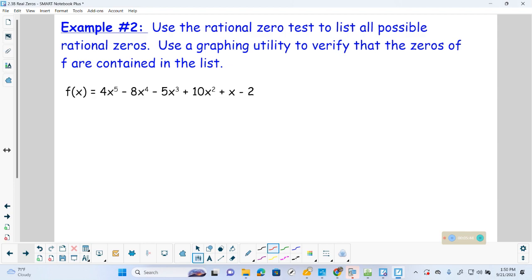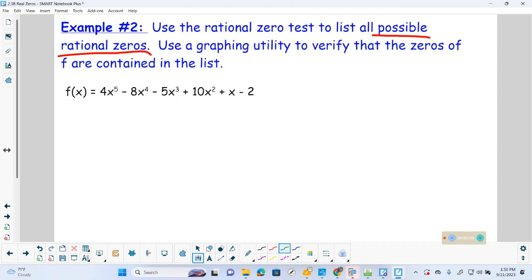I have a love-hate with this. It's going to list all the possible zeros. Well, generally we like to actually find the zeros. So this is going to give us a list of potential zeros, not what the actual zeros are. So let's make the list and let's talk about the why here in a minute.